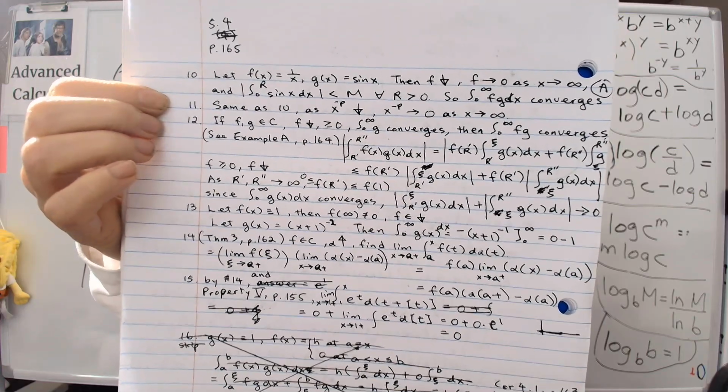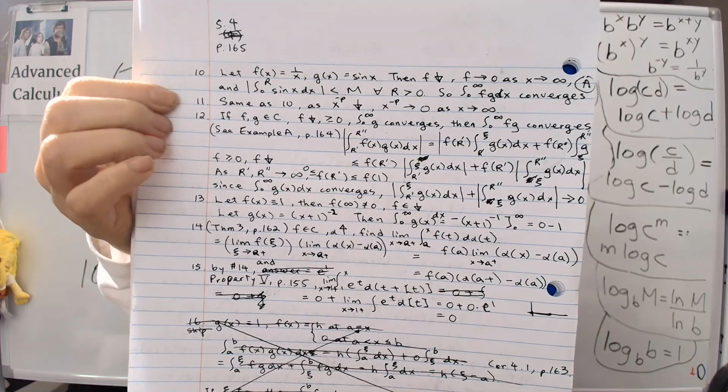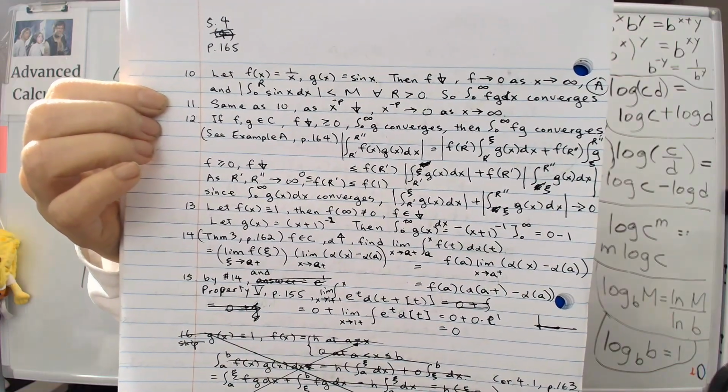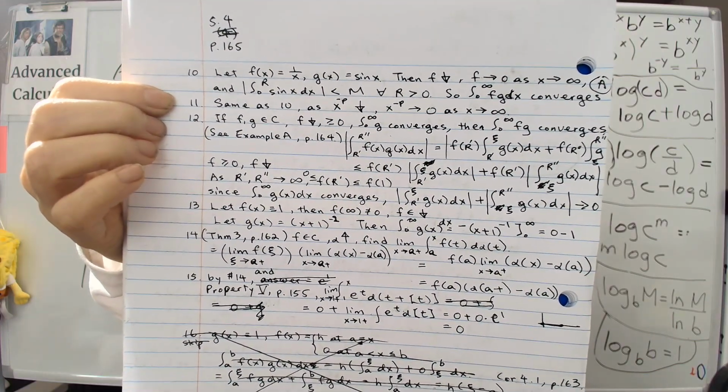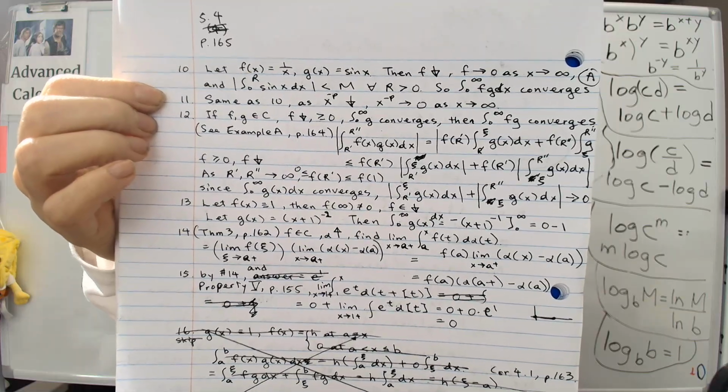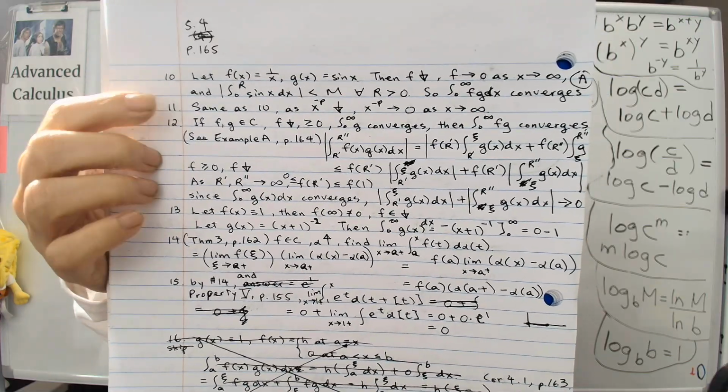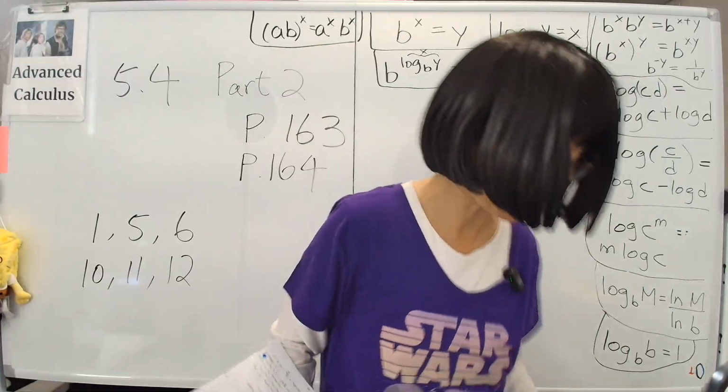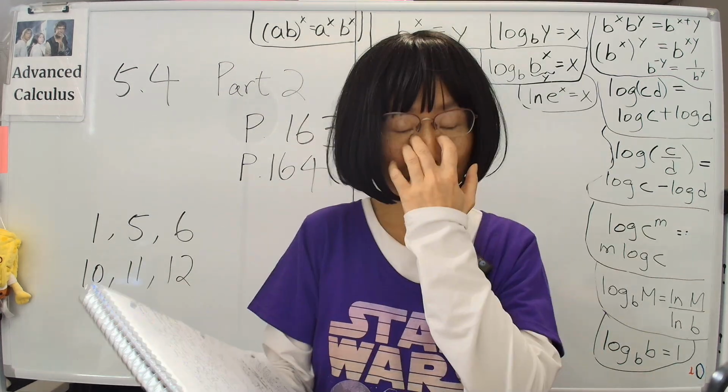So that's about it. Problem 11 is the same. Because x to the power minus p is a decreasing function, positive, all that stuff, and it goes to 0, therefore the integral converges. It's the same as example 10.